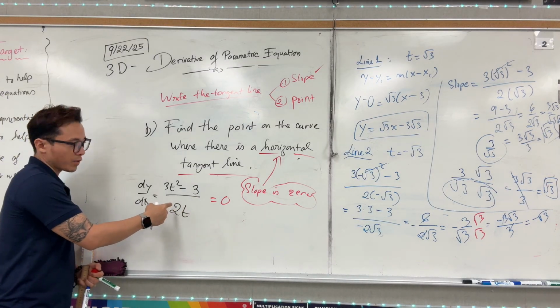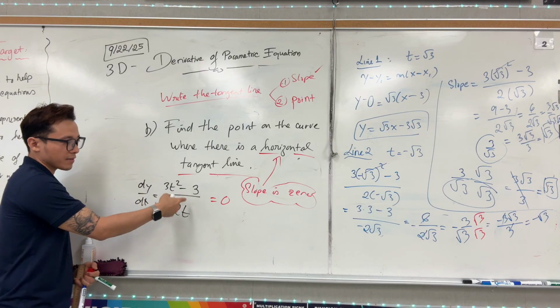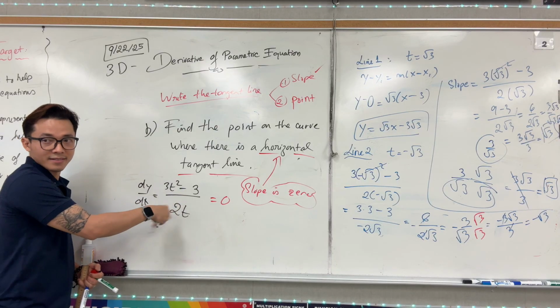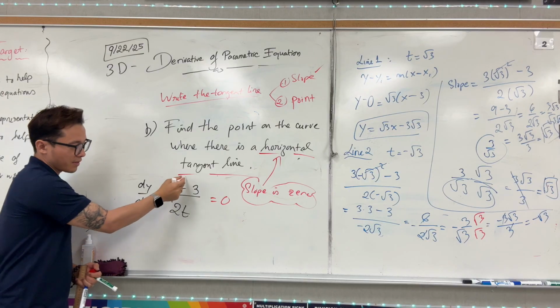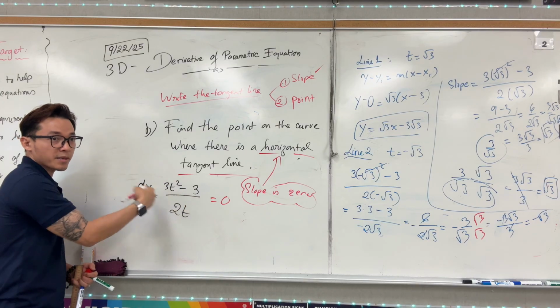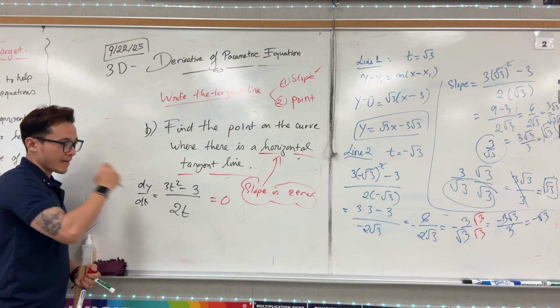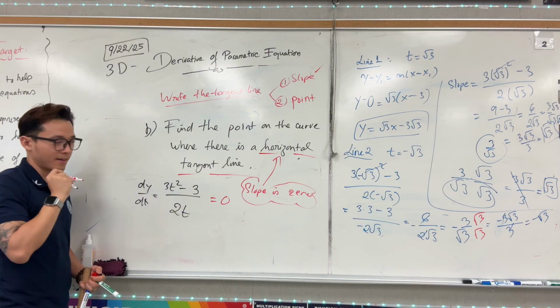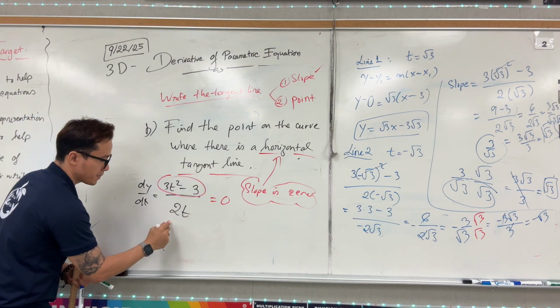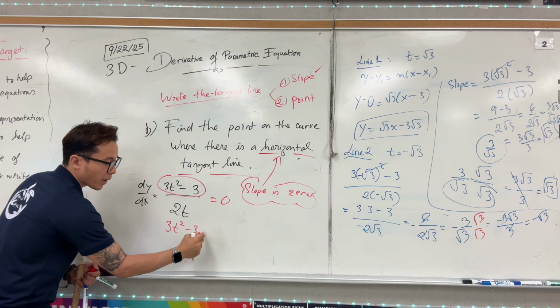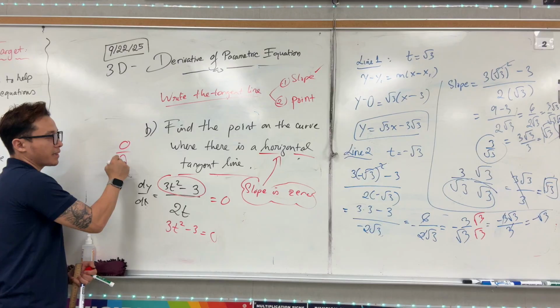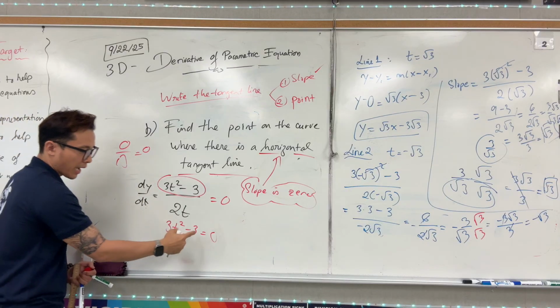That means there is a nice horizontal edge. When the fraction is 0, that means the top or bottom is 0. When the bottom is 0, no, the top. You only need this one to be 0, right? Because 0 divided by anything is still 0, right? So now I'm going to solve this.